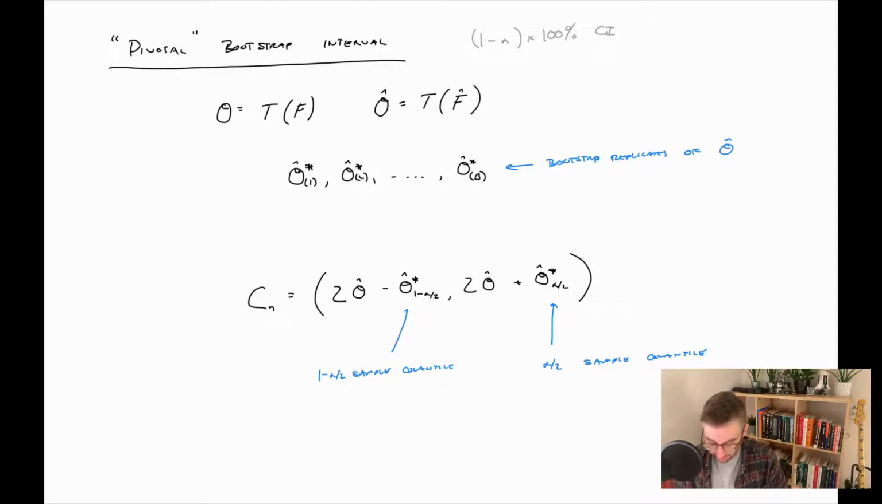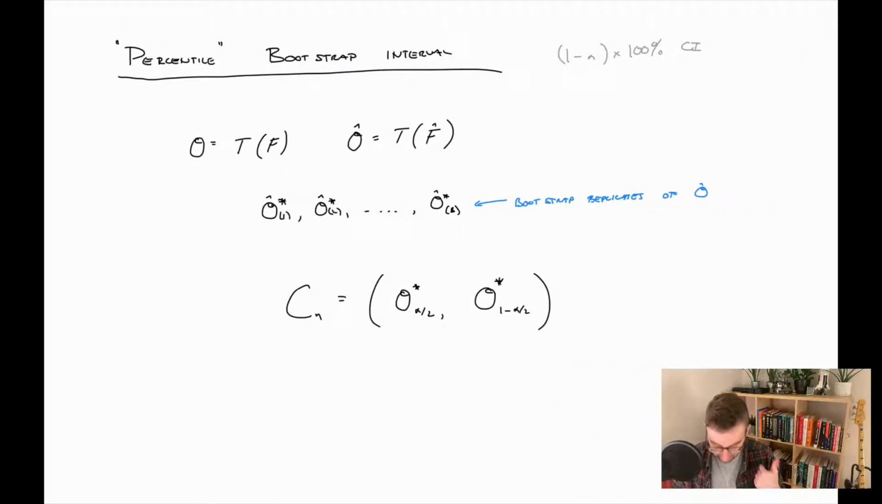This will become clearer when I do an example in a second. The last way, which is weirdly simultaneously the least intuitive and the most intuitive to me, is the most generic. So to me, this one makes the most sense. Get the bootstrap replicates of your statistic, and then just take the alpha over 2 quantile of those and the 1 minus alpha over 2 quantile of those, and in between there, that's your interval.